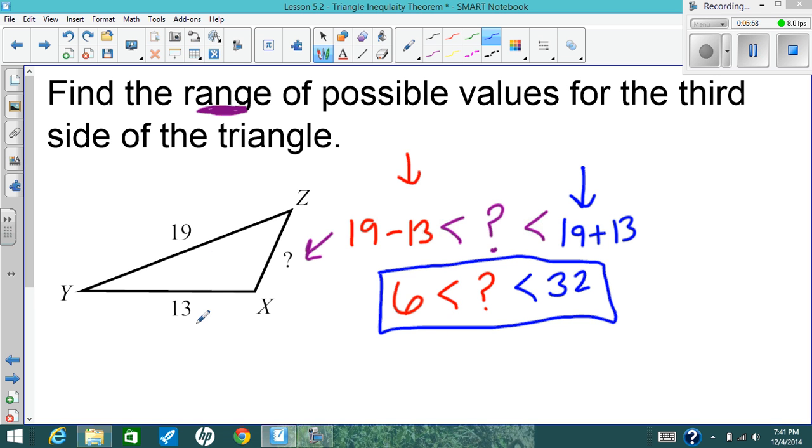And that's because if we add these two sides together, they need to be bigger than the third side. So when we add 19 and 13, they give us 32. So that means this side has to be smaller than 32, or we can't have a triangle. Also, if I have 6 as the side, and I add 6 to 13, it will give me 19. And that's going to be like in the example we did earlier. 19 is equal to 19, but it's not greater than 19, so that doesn't work. So again, a quick way to find the range is to subtract the two sides and then add the two sides, and we'll get an inequality like this.